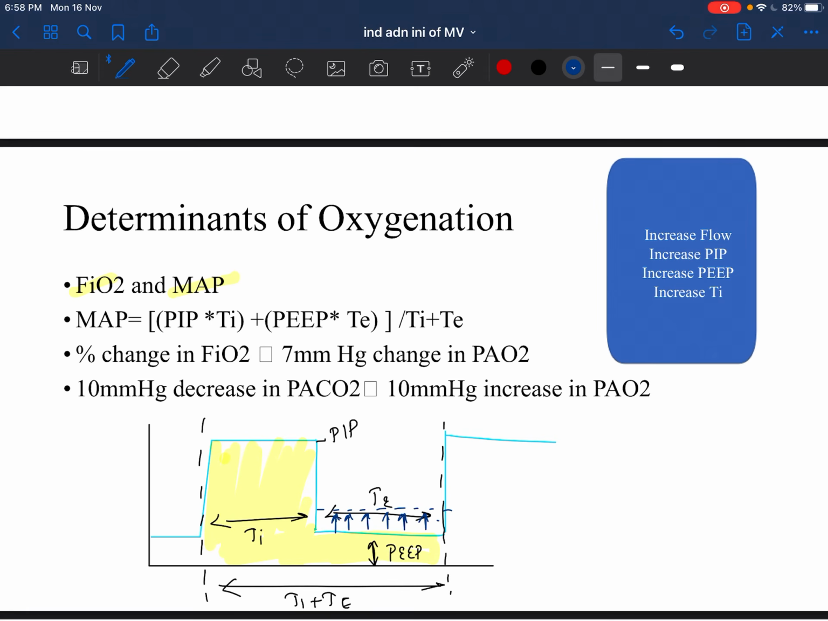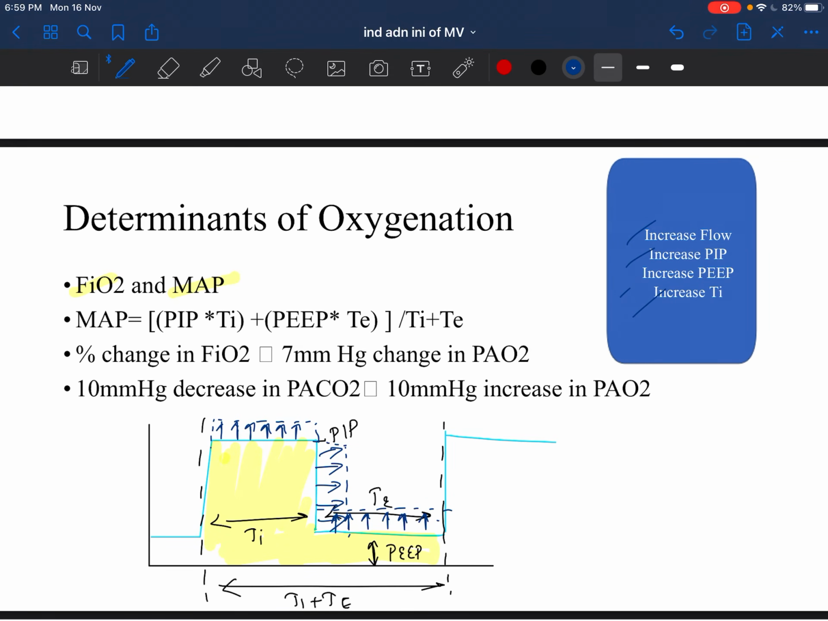Or you can increase your PIP, that is again going to increase your area, or you can increase your inspiratory time, that is again going to increase your MAP, correct? So these are all some of the examples by which you can improve the oxygenation of the patient. You can increase flow, you can increase PIP, you can increase PWP, you can increase inspiratory time.